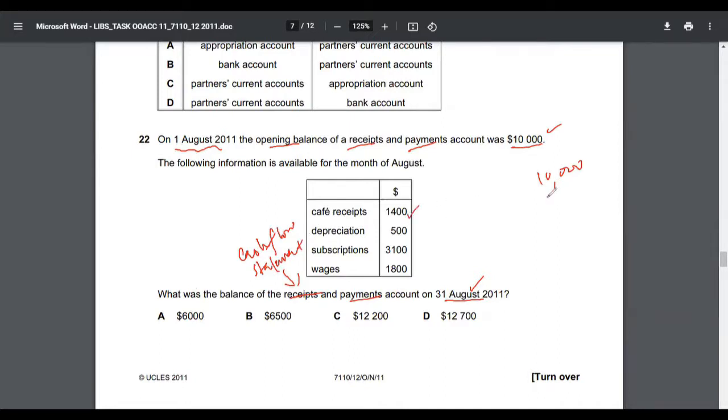Cafe receipts, we will add that, $1,400. Depreciation is a non-cash expense, so it would have no impact on the receipts and payments account. Subscriptions, we received subscriptions, so that would be plus 3,100. Wages would be a cash outflow or a payment, so we would deduct 1,800 from our total balance. If we do the math in here, we should come up with 12,700. So the correct answer to multiple choice 22 is option D, 12,700.